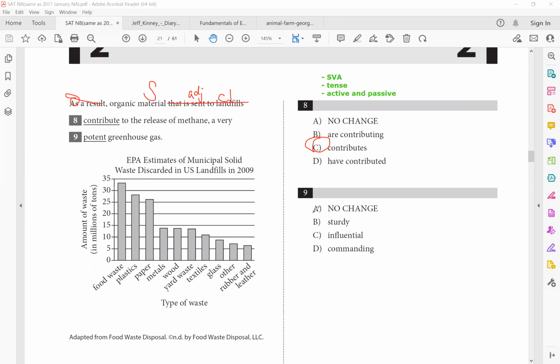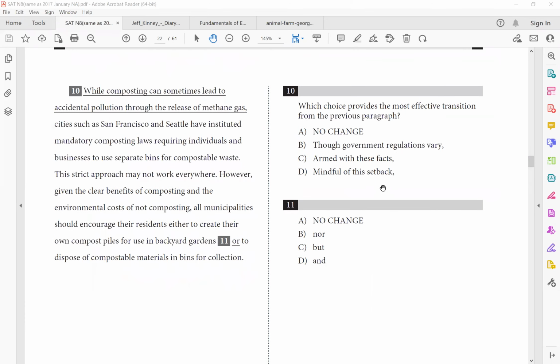So when we're talking about strong gases or maybe strong potion, we have to use potent. Okay, sturdy is used to talk about maybe table. Table is very sturdy, meaning it doesn't break easily, right? It stands very well. Okay, and I'm assuming you guys know influential and commanding.